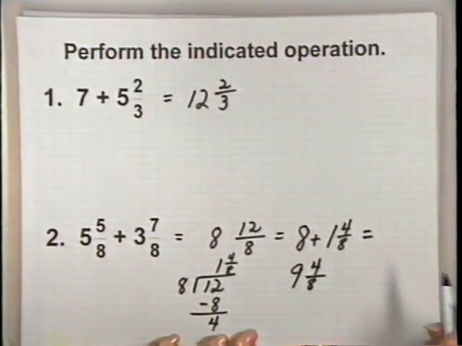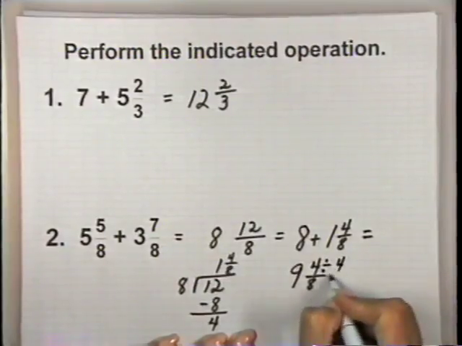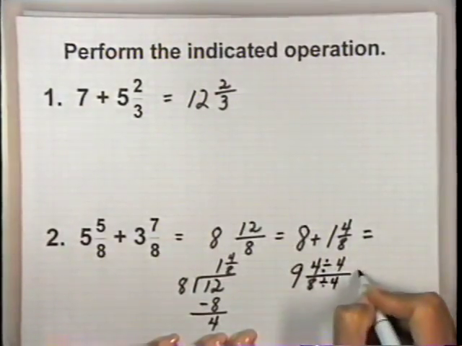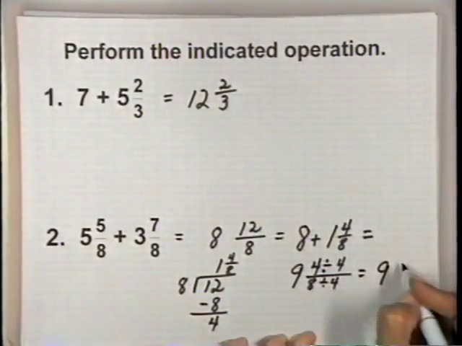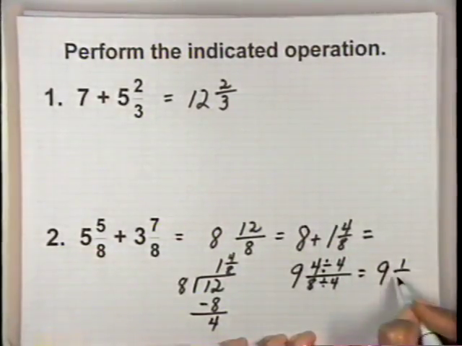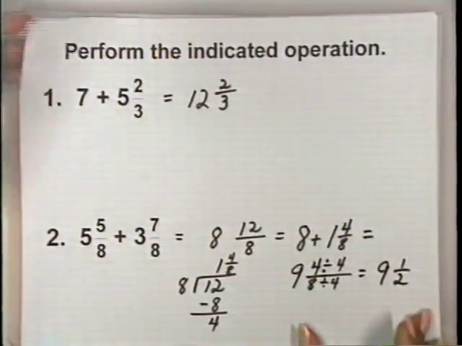Let's reduce the 4/8. 4 and 8 have a common factor of 4, so let's divide both the numerator and the denominator by 4. 4 divided by 4 is 1. 8 divided by 4 is 2. Let's look at problem number 3.